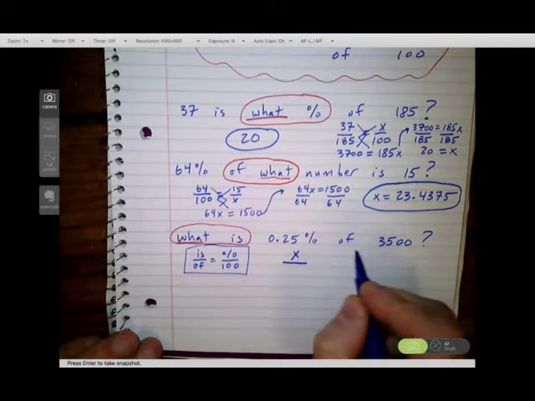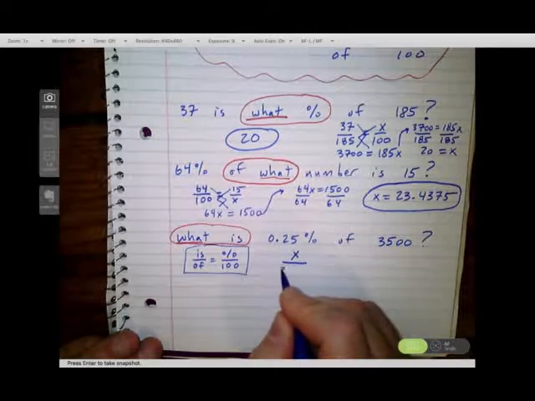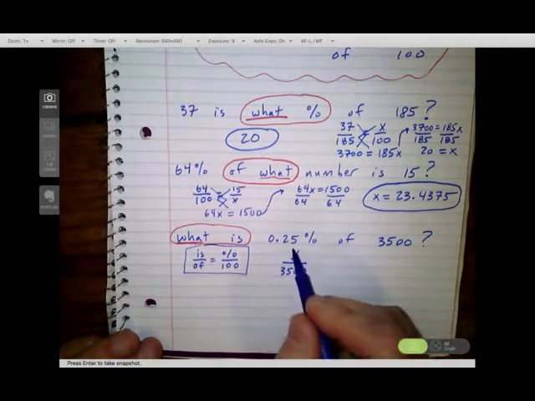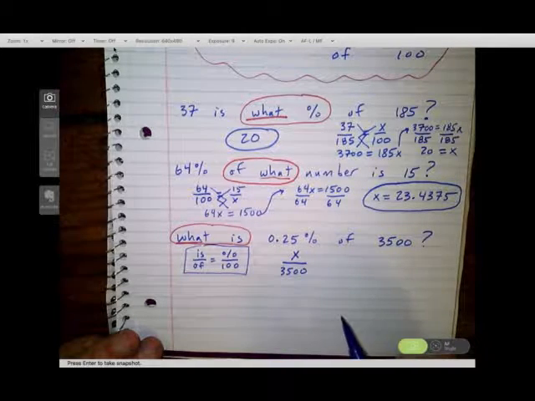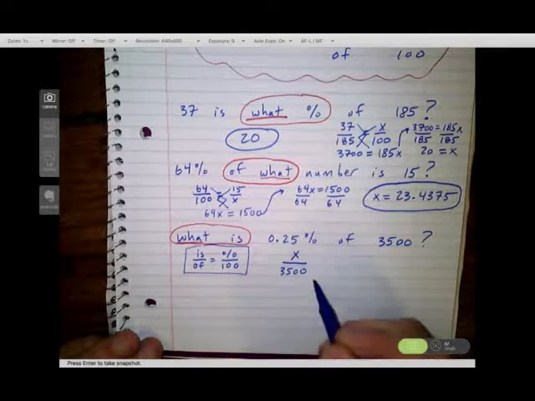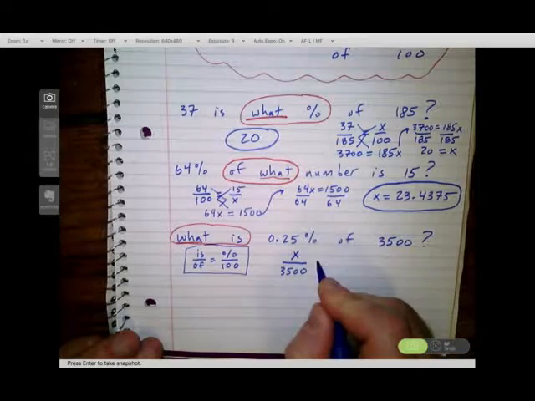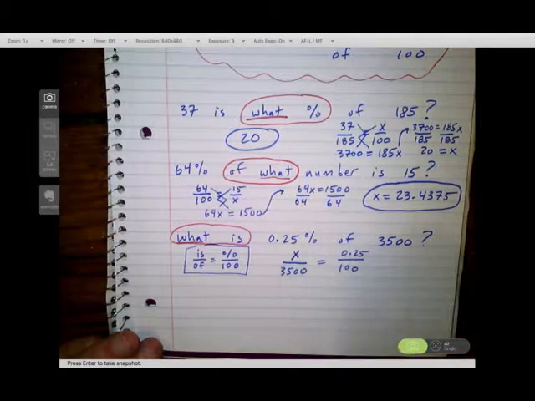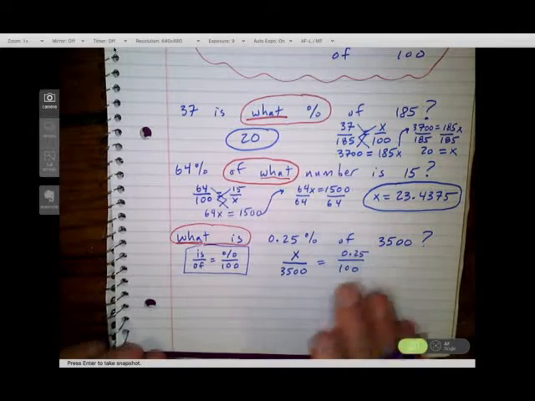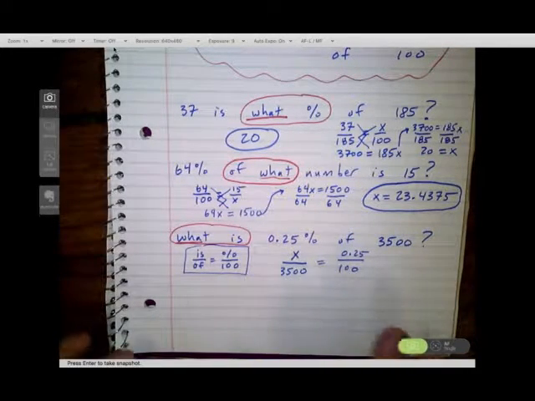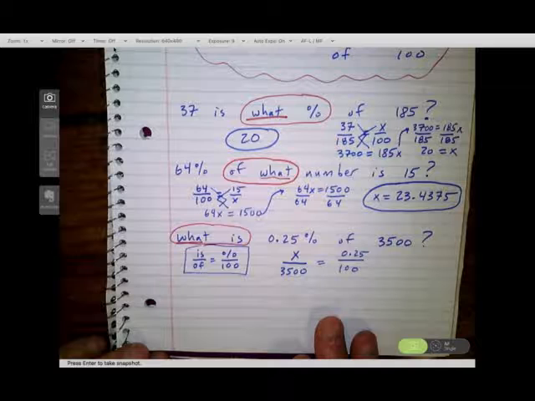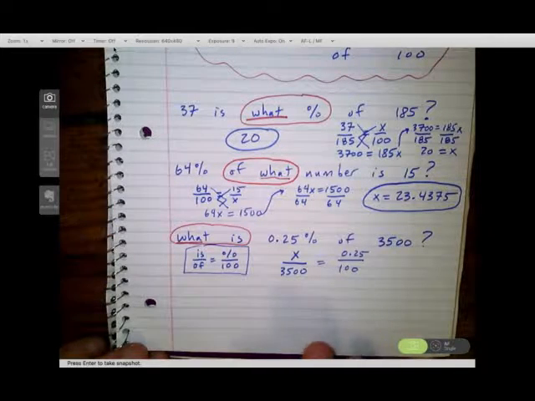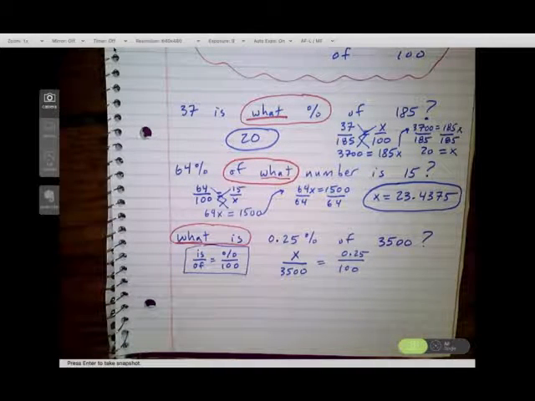Now of, what's after of? Well, 3,500 goes down there. And this one I wrote a little tricky on purpose. So 0.25%. We don't have to convert that. We're going to put 0.25 over 100, just like that. You don't have to do any converting in this method. In the textbook's method you do, and that works just fine. If you like that better, again, I highly encourage you to check that out.